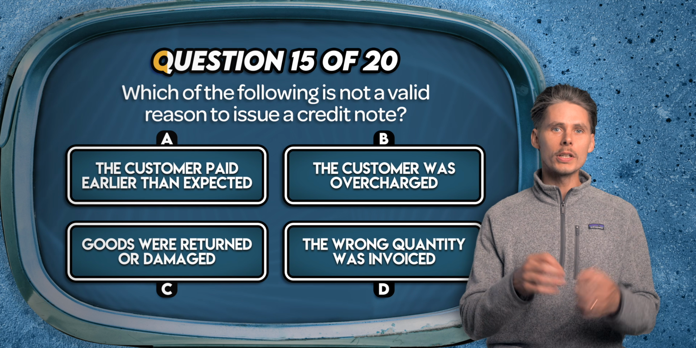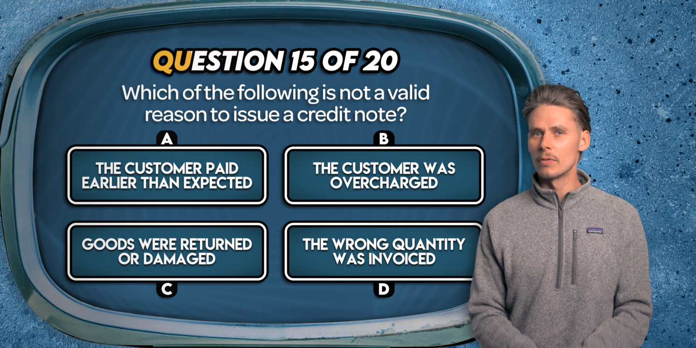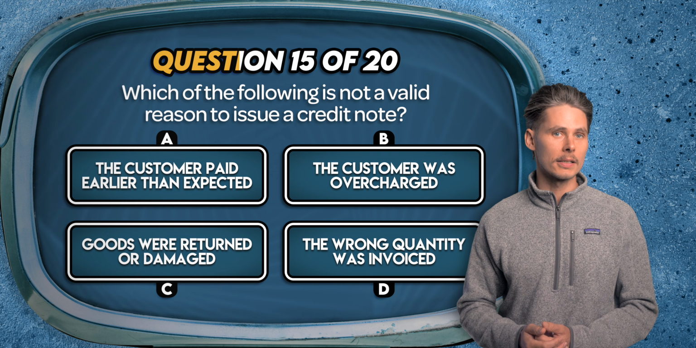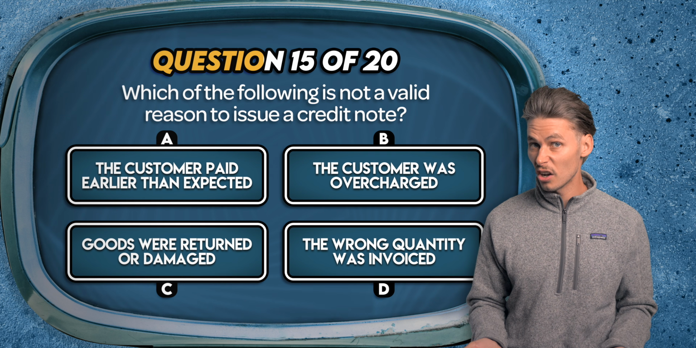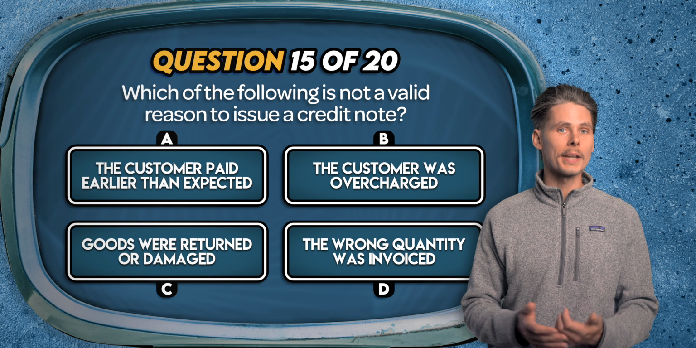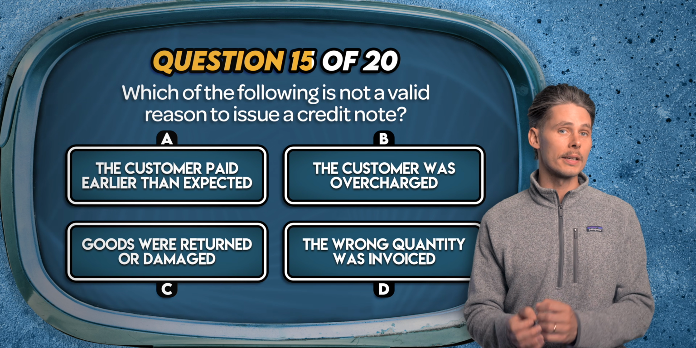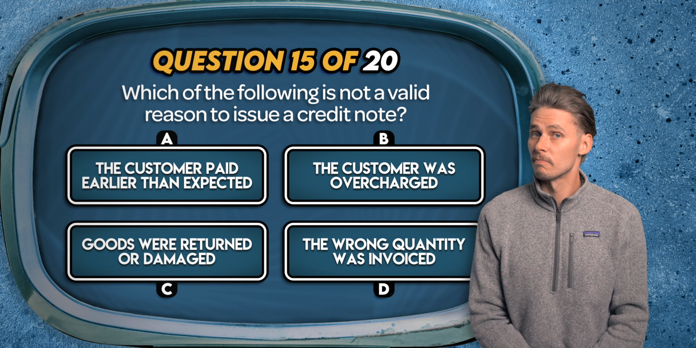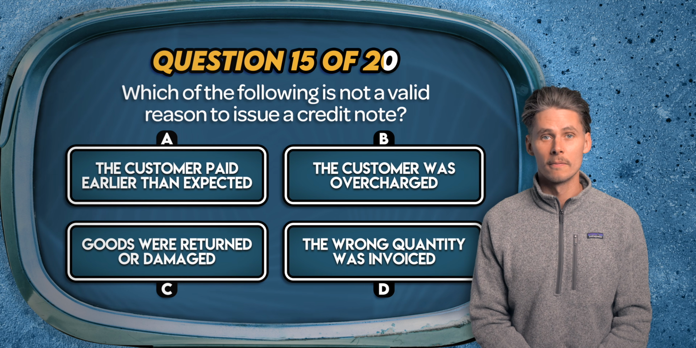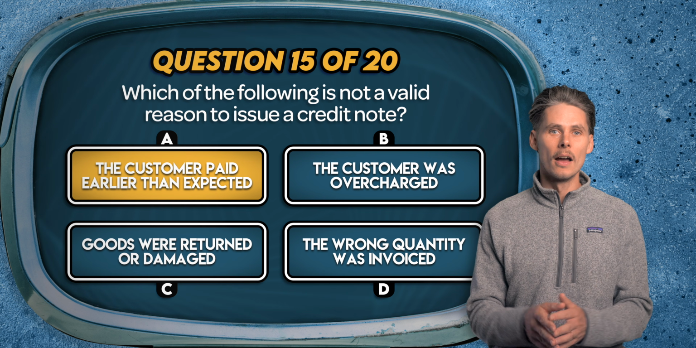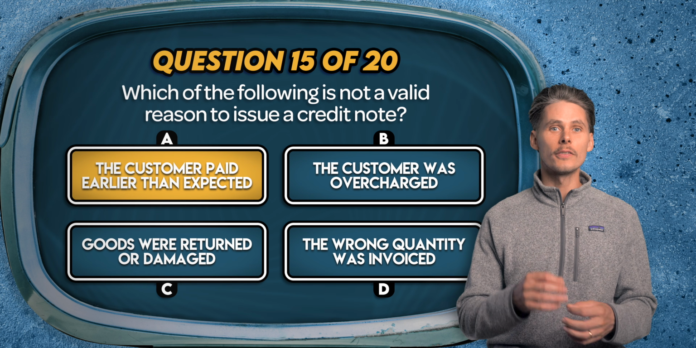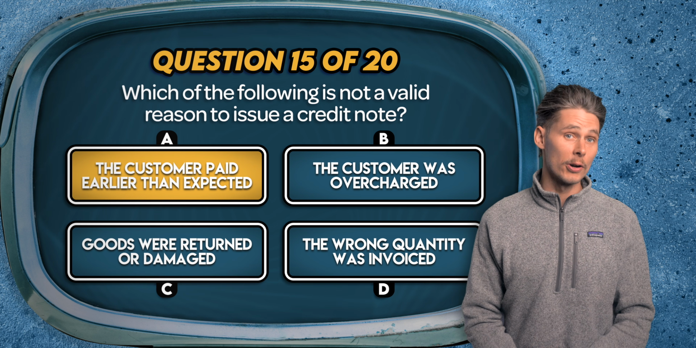Question 15. Which of the following is not a valid reason to issue a credit note? That the customer paid earlier than expected, that the customer was overcharged, goods were returned or damaged, or the wrong quantity was invoiced. It's A. Paying early doesn't justify a credit note. Credit notes are issued for returns, refunds, or errors.